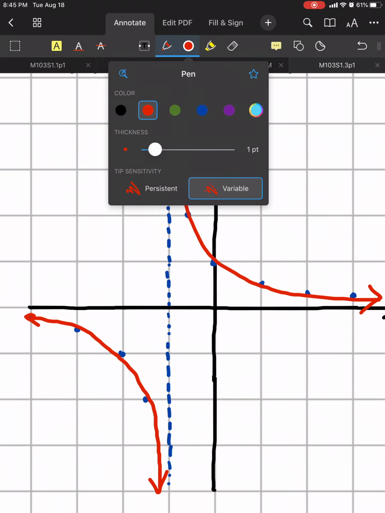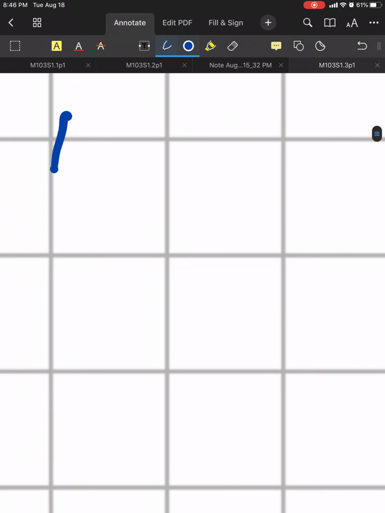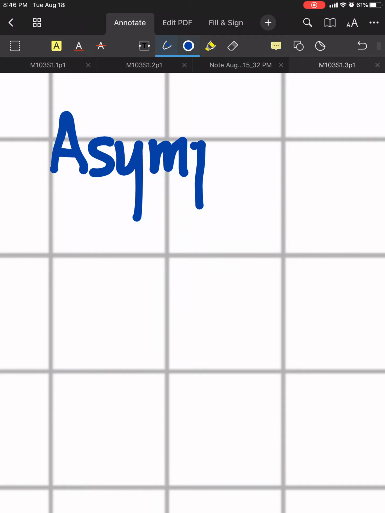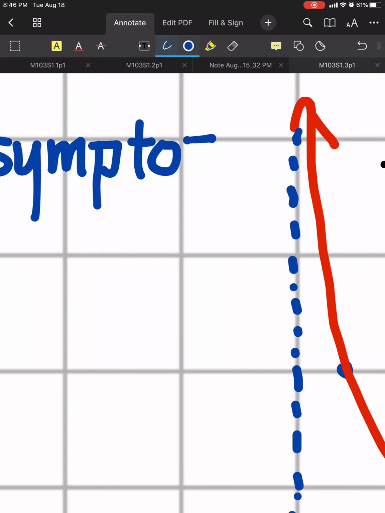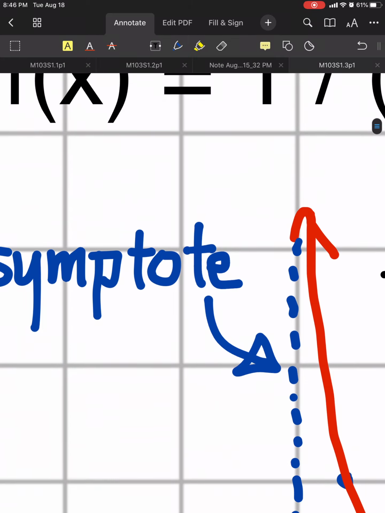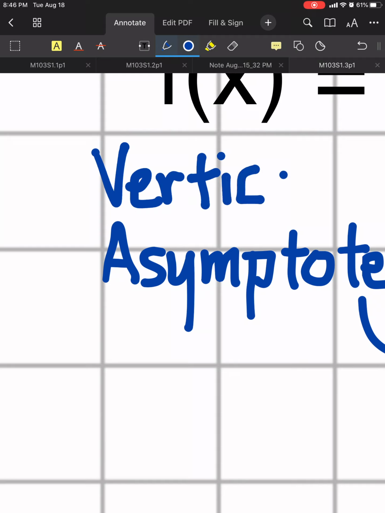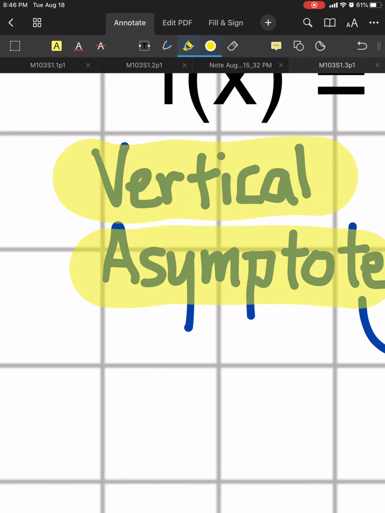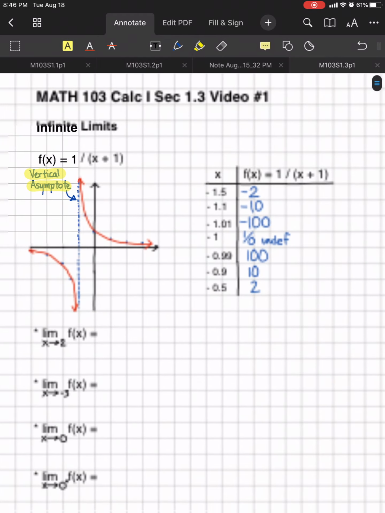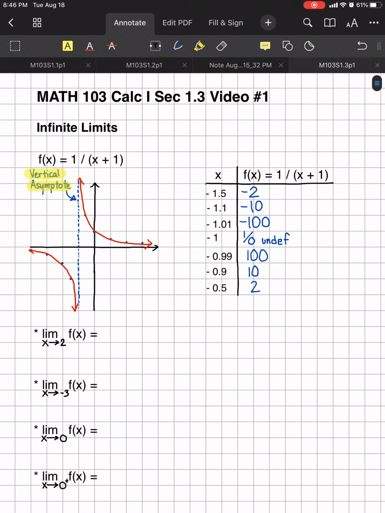And more particularly, this is what we call a vertical asymptote. We do have horizontal asymptotes as well, but we won't get them till later. Vertical asymptote. Okay, so that is part of what we're talking about today.